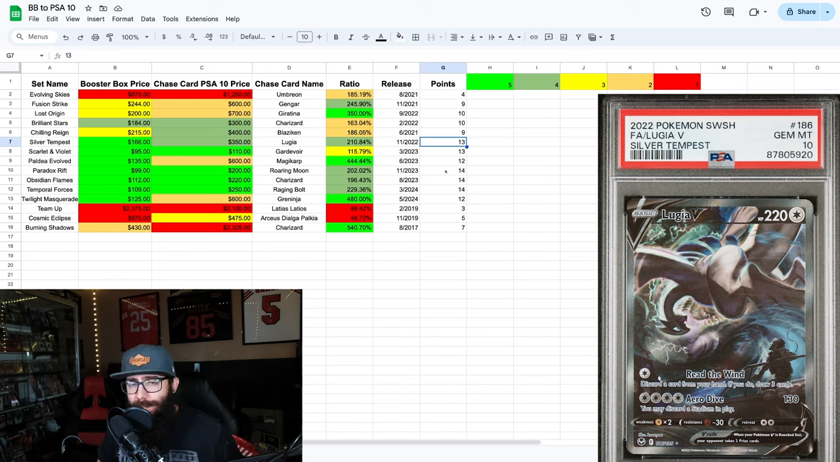Because long term they're going to do really well, and they're at super affordable prices. So keep that in mind. Do with that information what you will. We don't really know exactly how this is going to pan out long term, but that is very interesting to see Silver Tempest at a 13.